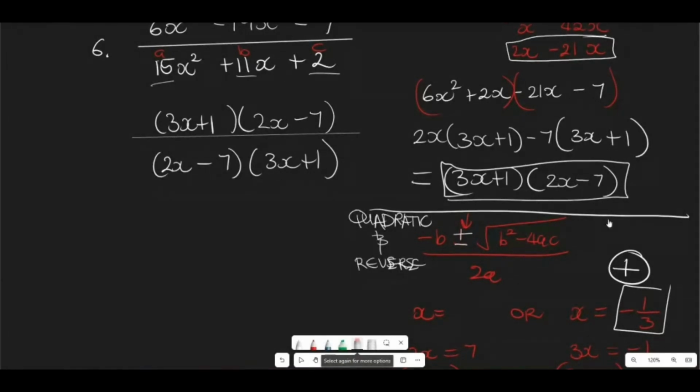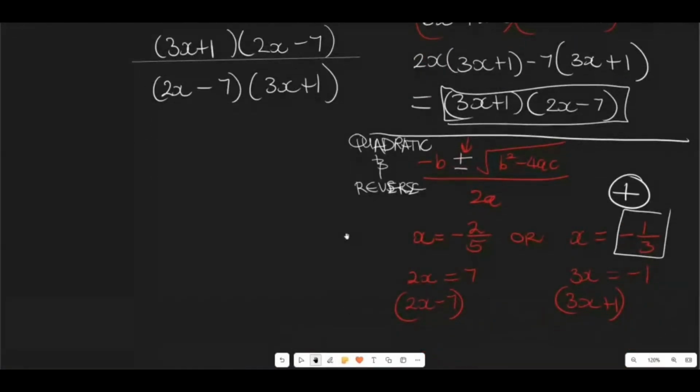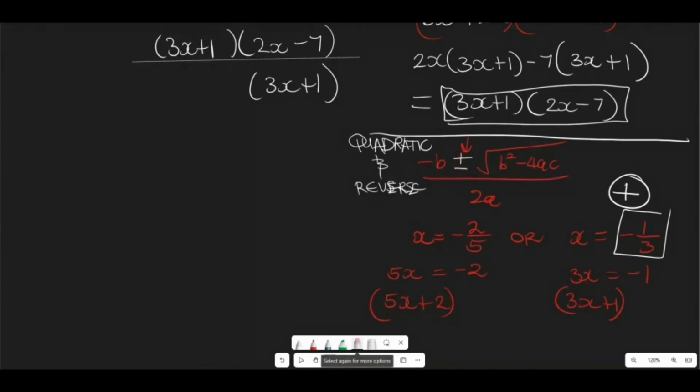So the person who got 7 over 2, please double check your answer. The answer should be negative 2 over 5. So in this case, let's just change everything up. I'm getting 5x equals negative 2. And then when I take this negative 2 over to the other side, I basically have 5x plus 2 equals 0. So this is my other bracket, basically. This is my second bracket. So let's remove the wrong bracket, which is this one.